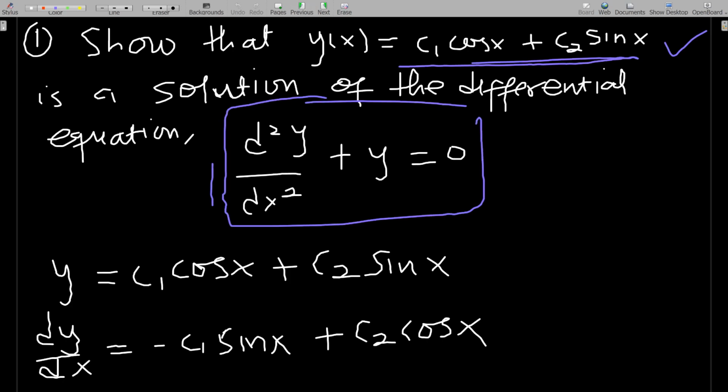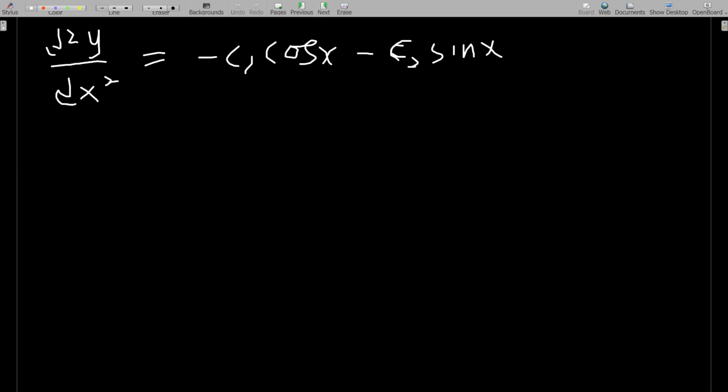I hope you get this. This is what we are differentiating again. So we have d squared y over dx squared to be this, and we have y of x being equal to c1 cos x. Let me write it well for you.